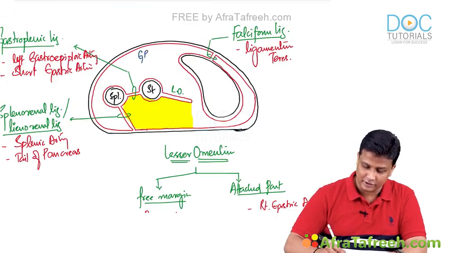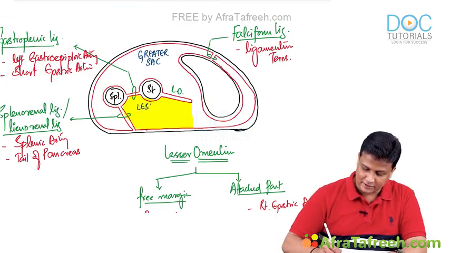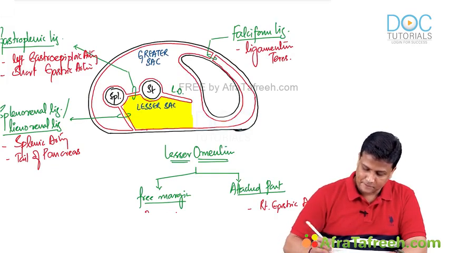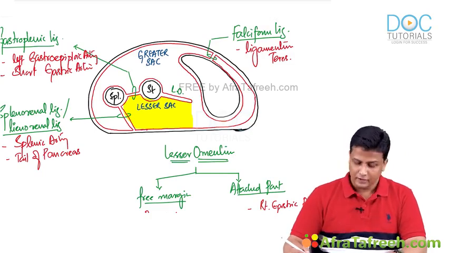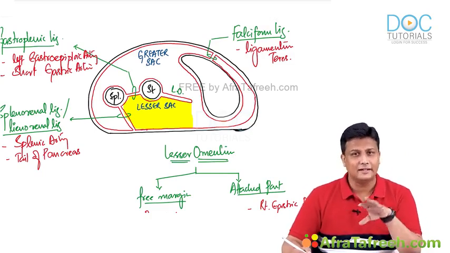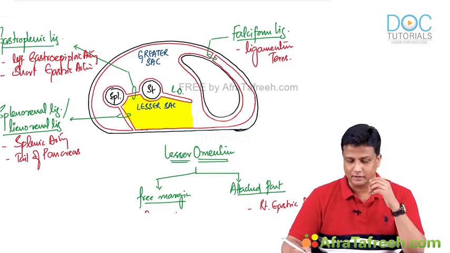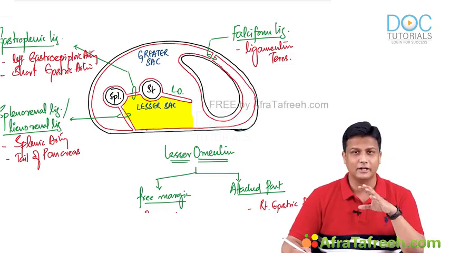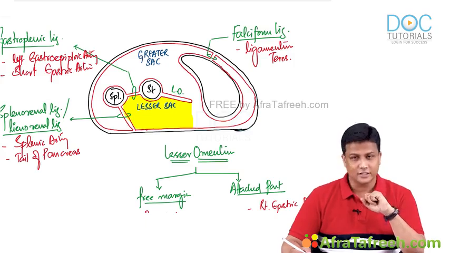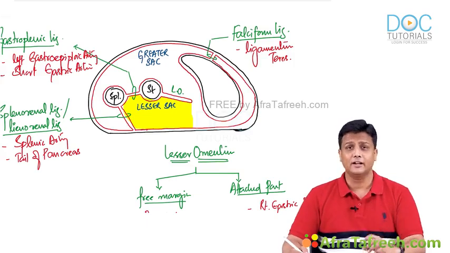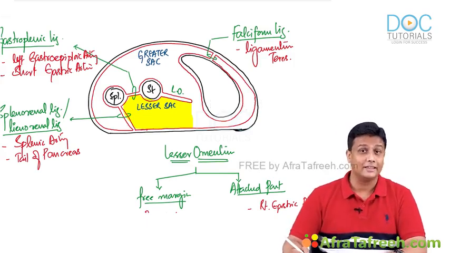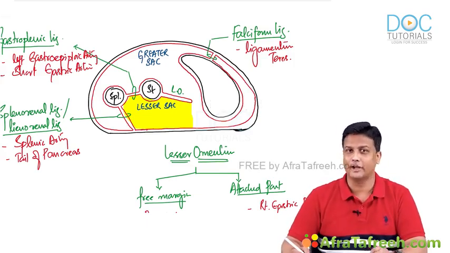This space is referred to as the greater sac, and this space here is referred to as the lesser sac. Lesser sac. Perfect. But remember, they are not completely separated apart. They are actually connected with each other with the help of a foramen, and that foramen is referred to as the epiploic foramen.